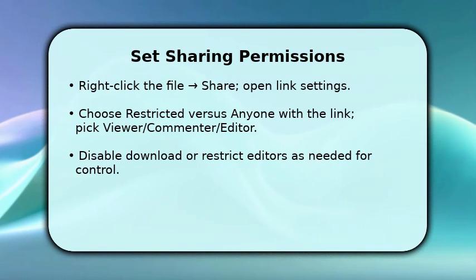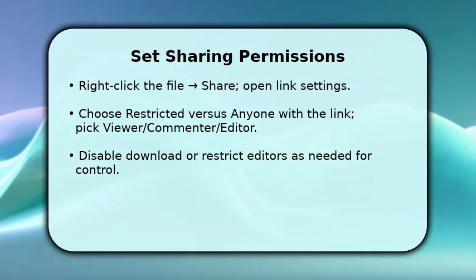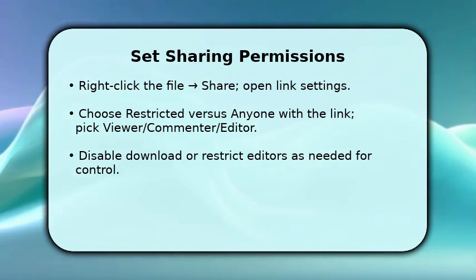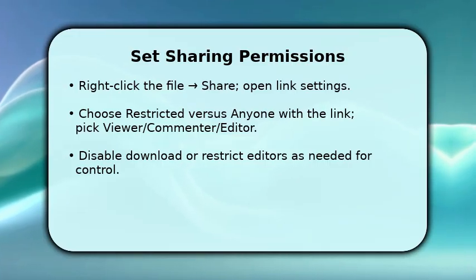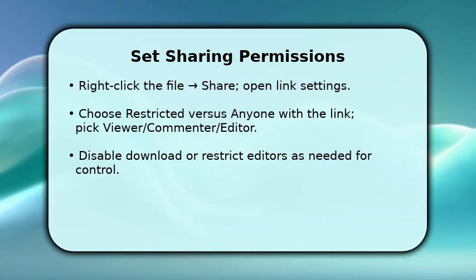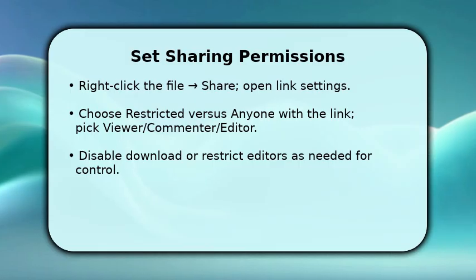Locate the uploaded file, right-click it and choose Share to open link and access controls. Next, decide why you're sharing. Pick Restricted for specific people or anyone with the link to broaden access. Then set the role to viewer, commenter, or editor depending on permissions you want. Once chosen, click Copy Link.